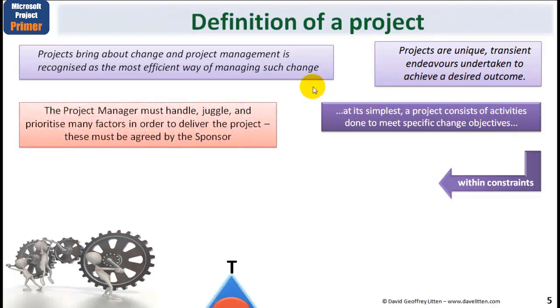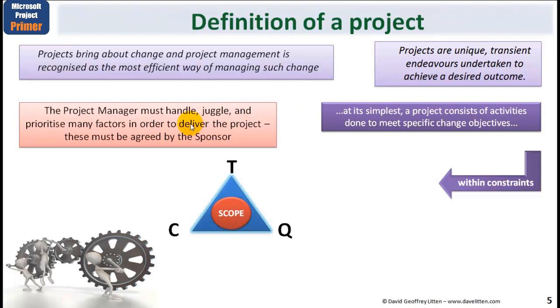Now, the project manager must handle, juggle and prioritise many factors in order to deliver the project. And these, of course, must be agreed by senior management, your sponsor, customers, users, or what have you. And you've probably heard of the TCQ aspects of a project, standing for time, cost and quality. It's often called the Holy Triangle, although there's nothing the least religious about this, but it's certainly key, in that every project within constraints must be delivered against some time frame, against some budget constraints, and to meet the quality requirements that the customer expects, normally manifested in the form of requirements.